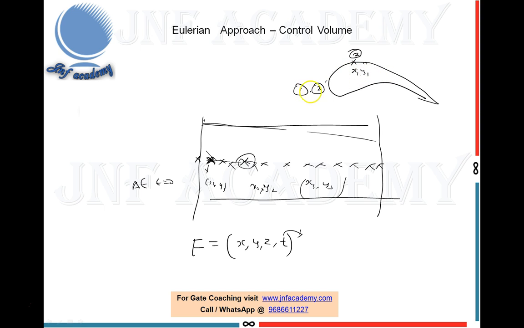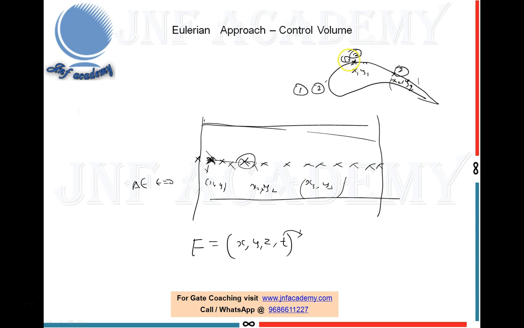When particle 1 also is coming to pass this point, right? Both particle 1 and 2 will have the same velocity when they pass through the same point x1 and y1. Then, because of the different shape of the aerofoil, when the particle passes through a different point, let's say x2 and y2, it will have a different velocity. Particle 2 was having some velocity here at x1 and y1. The same particle 2 will have a different velocity now at a different location x2 and y2.